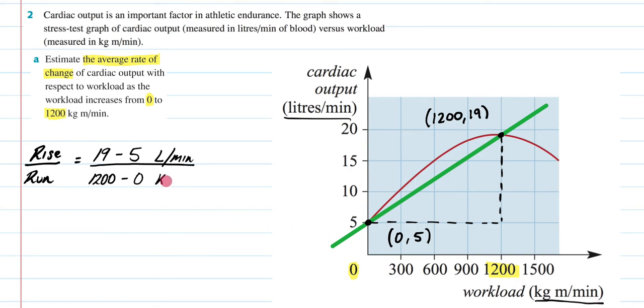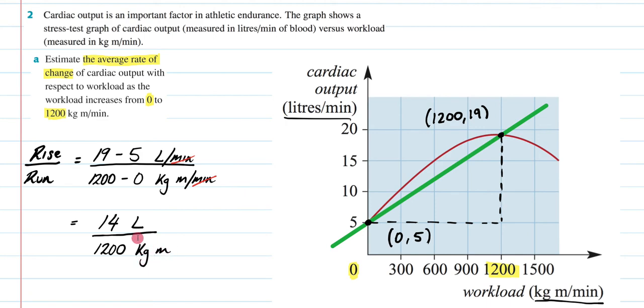And our units here are kilograms meters per minute. You might be thinking to yourself, why do you care about the units? But the units are going to become important in our final answer. Perfect. Having done this, hopefully you can see that because I have minutes in both my numerator and my denominator, I can actually just ignore them. Then I can do some working out here. I'm going to get 19 minus 5, which is 14, and I have liters here. On the bottom, 1200 minus 0 is 1200, and then I'm just going to have kilograms meter.